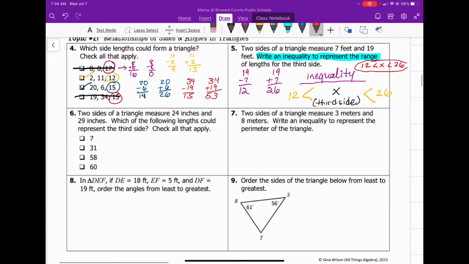Let's take a look at number 6. Number 6 says two sides of a triangle measure 24 inches and 29 inches. Which of the following lengths could represent the third side? Check all that apply. So once again, we have to add those 2 numbers and subtract them. So I'm going to subtract first. 29 minus 24, that's 5. Then I'm going to do 29 plus 24, which is 53.